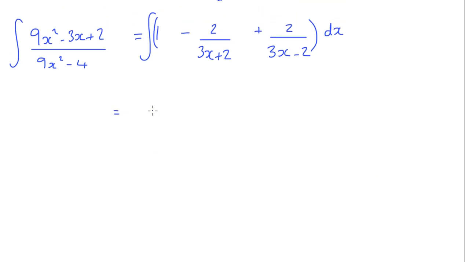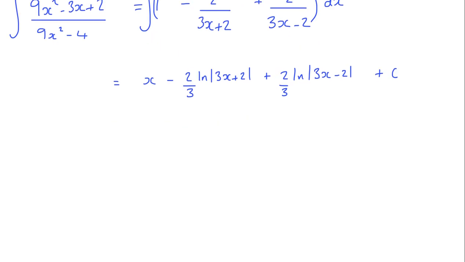The 1 will integrate to an x. This is another log because there's no square term here, but this is a linear expression. So that's going to be minus 2 natural log of 3x plus 2 divided by the coefficient of x, which is going to be 3, plus 2 times the natural log of 3x minus 2, again over the coefficient of the x, which is a 3, plus c.